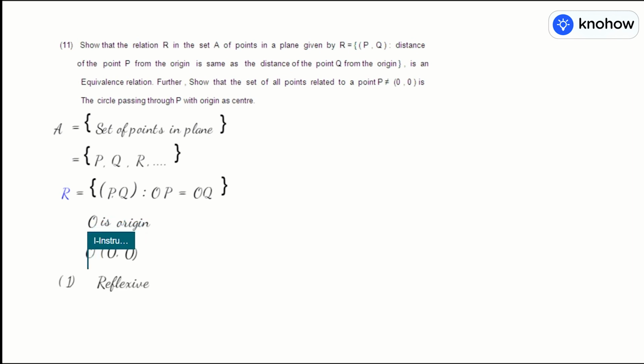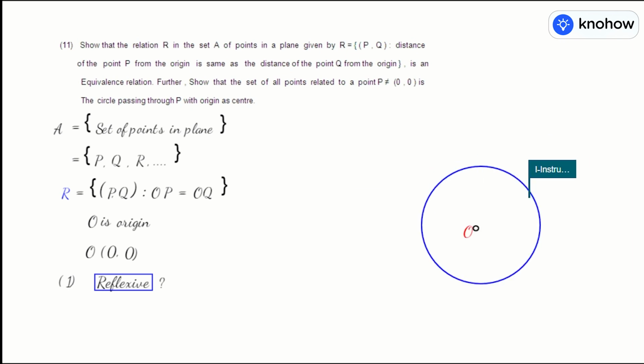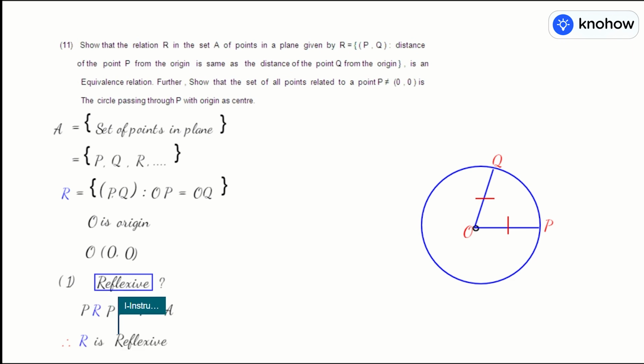So let me first of all check if the given relation is reflexive or not. Before that, let us have a diagrammatic situation here. Let O be the origin and P a point here and Q a point here, such that OP equals OQ. So to check the reflexive property, I say every point P is related to itself, where P lies in the set A. Why? Because OP is obviously equal to OP. Every number is equal to itself. So yes, the given relation R is reflexive.